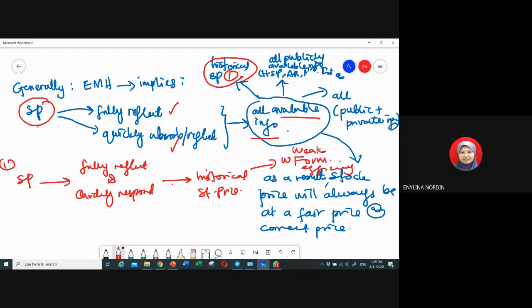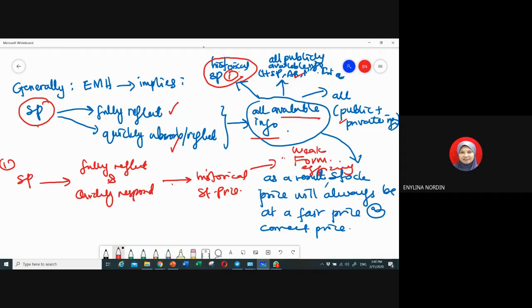Why is that? Because it only fully reflects these types of information, which is historical stock price, but does not reflect the other information. The stock's price only absorbs the historical stock price information. That's why we say that our market is efficient but at a very minimum level, which is called weak form.